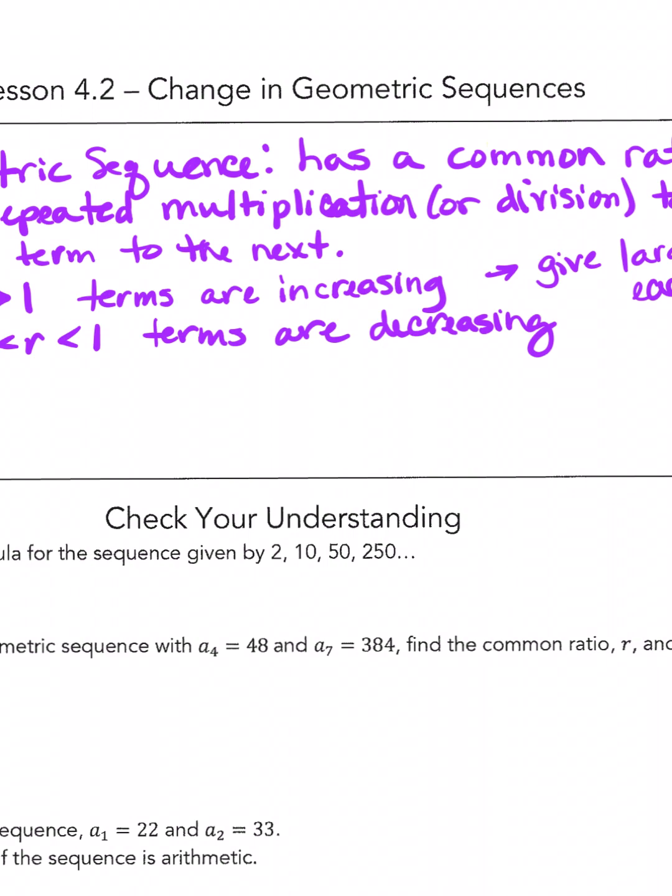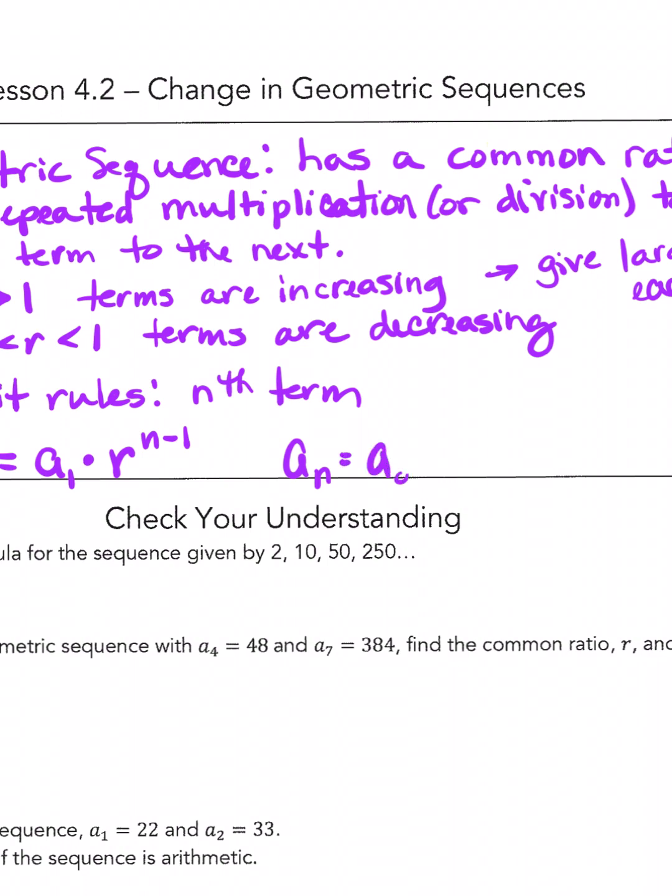Now, what are my explicit rules? For the nth term, a sub n equals what? What was my formula that I found? Yep, a sub 1 times r to the n minus 1. Or we could go a sub n equals a sub 0 times r to the what? If we take 1 back, remember our pattern. We do n minus 1 because we already have the first term. So if we don't have the first term, this is going to be r to the nth, isn't it?